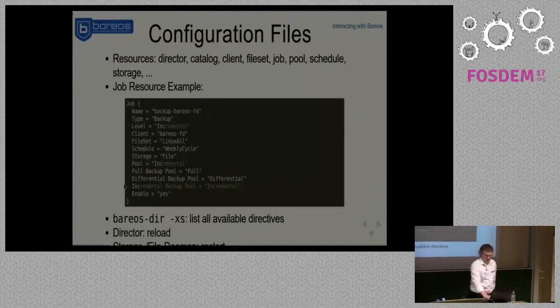If you're not sure what you can type in here and are not willing to read the documentation, you can always ask the daemon itself. So, for example, bareos-dir -xs, like export schema, will show you all available directives that you can configure. If you change a configuration on the director, you can reload the director, so it's then immediately working. For storage daemon and file daemon, you have to restart the daemons. I hope this has been everything on this slide, but I guess so.